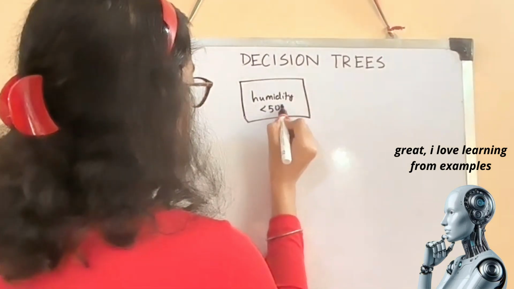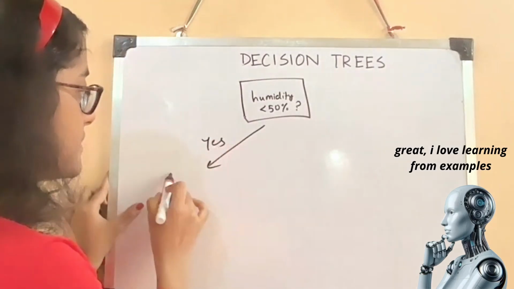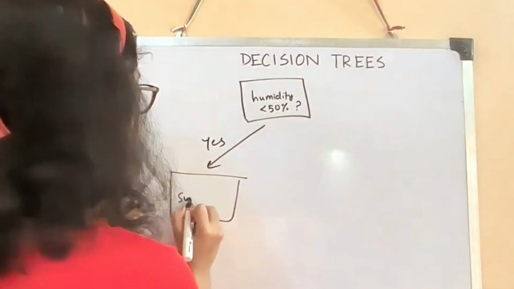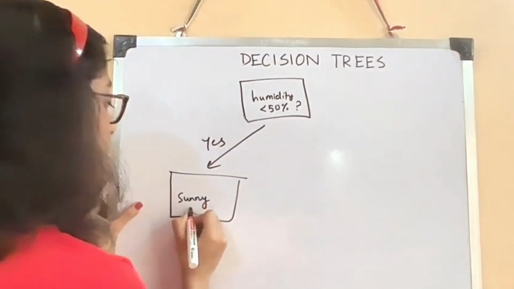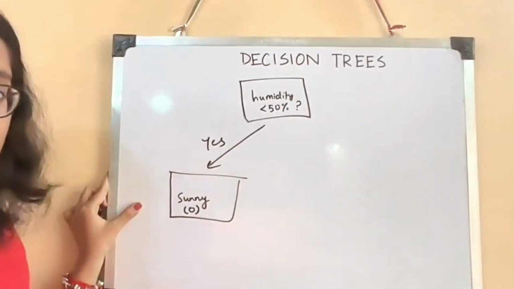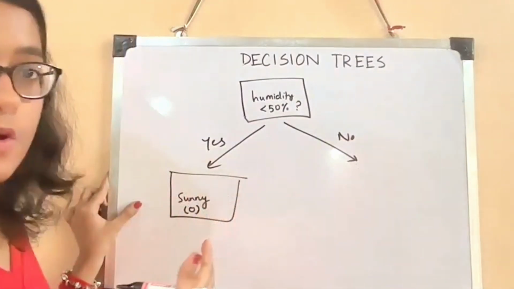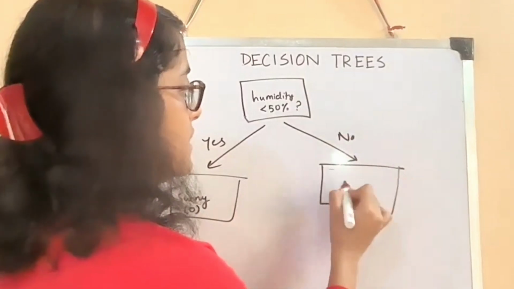So if it's less than 50%, question mark, that means, let's say yes. It means it's not that humid, so it's going to be sunny. The class is sunny. We can also denote this class as 0. Okay, let's go with that. Now I'm going a little bit faster here. So no means the next feature will come here.